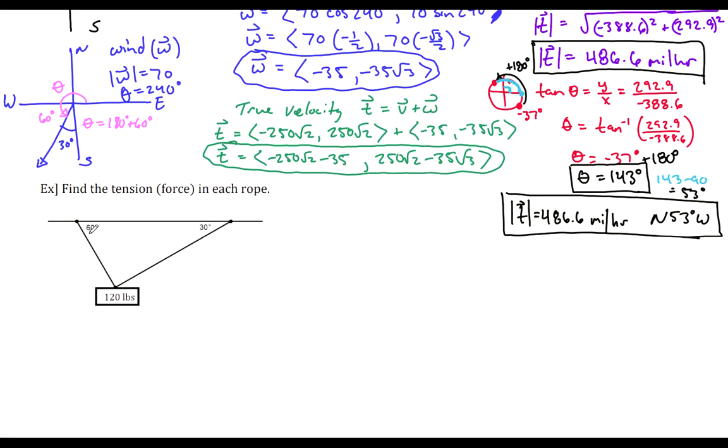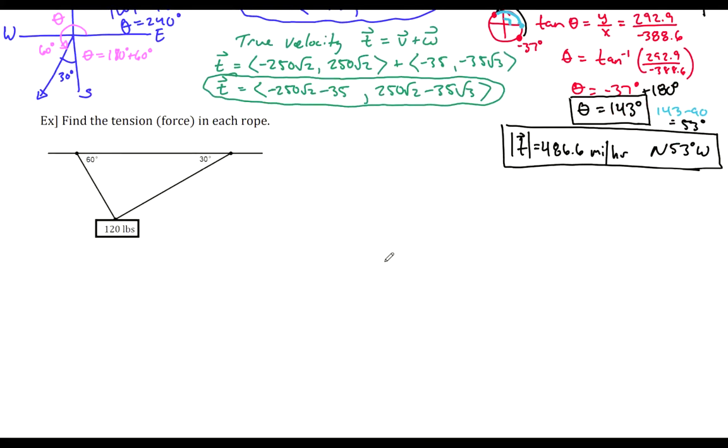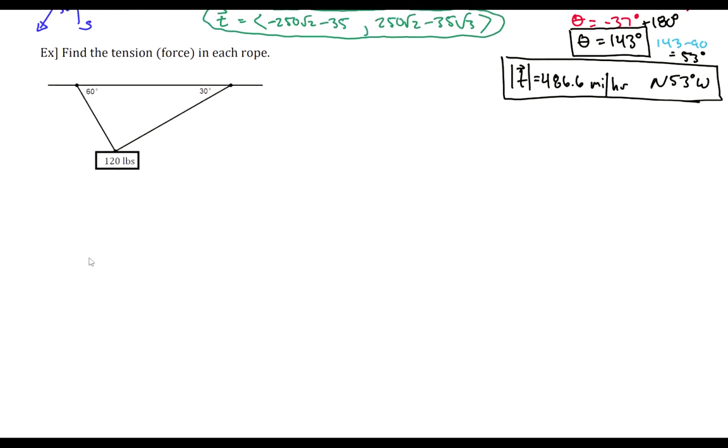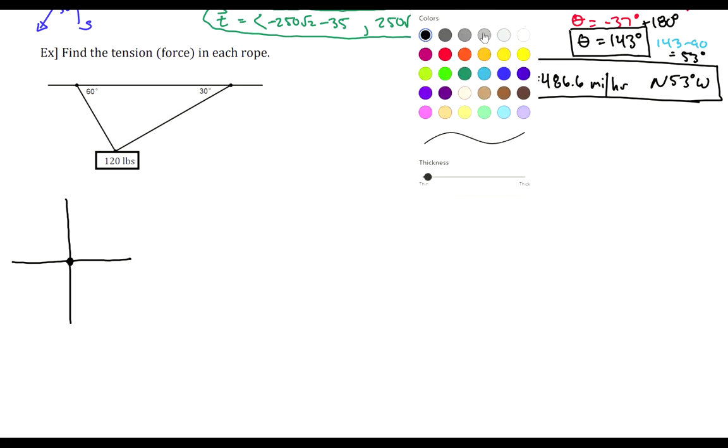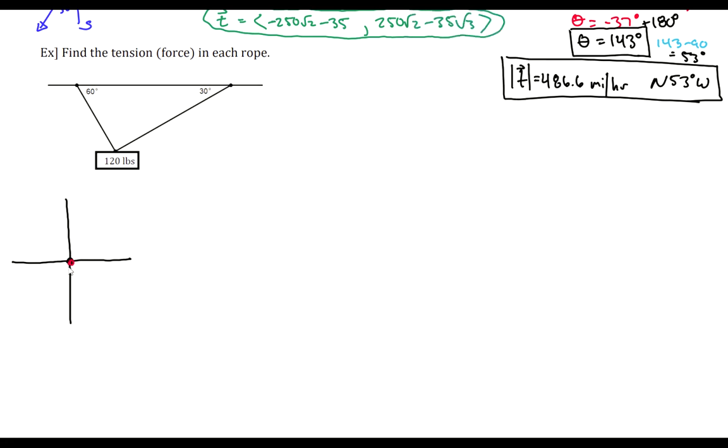Okay, so here we've got two ropes holding onto a weight. It says find the tension or force in each rope. What we will do is redraw it where we make the weight the center, and let's put our axes down, an XY axis. The weight is trying to go straight down because of gravity. Those ropes are holding onto it, but if the ropes are weak, it would break and go straight down. The gravity is trying to make it go that way.